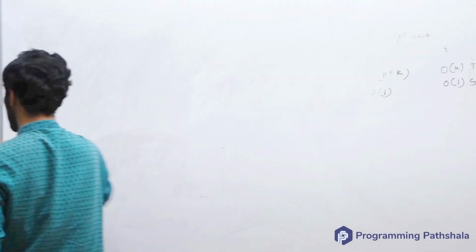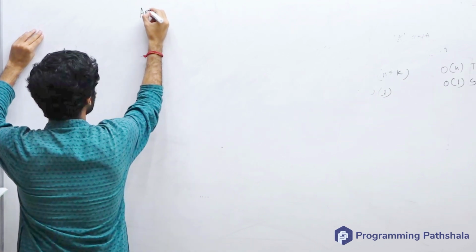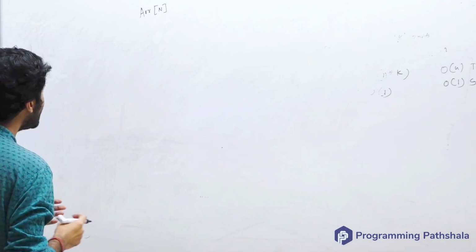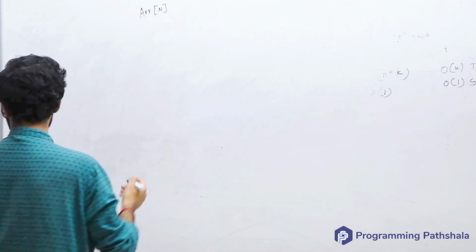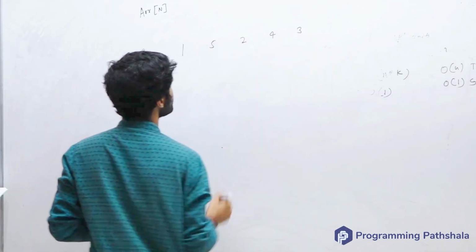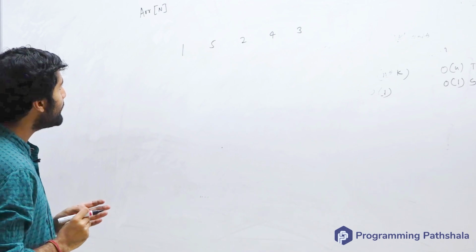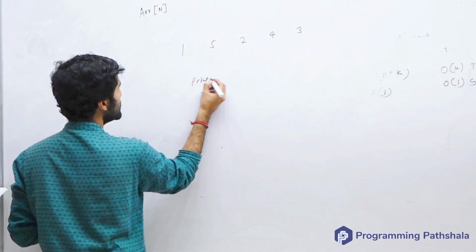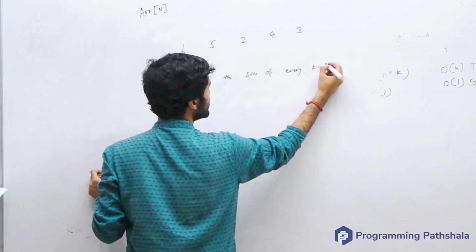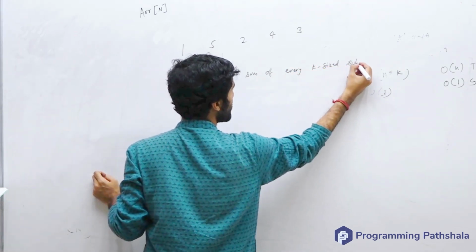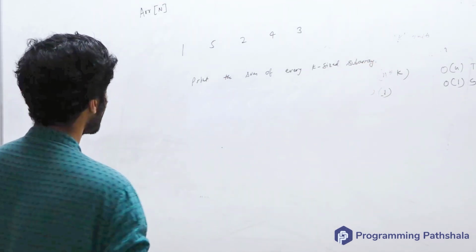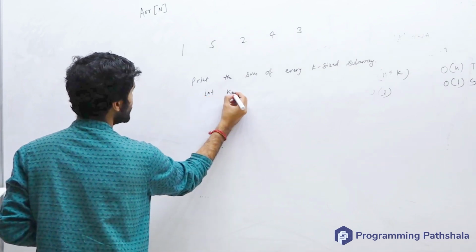Let's move on to another problem. So now you have an array of size n, and I'll ask you a very simple question to start with. Let's say the elements are 1, 5, 2, 4 and 3. What you have to do is print the sum of every k-sized subarray. Print the sum of every k-sized subarray. Let's say the value of k is given to be 3.